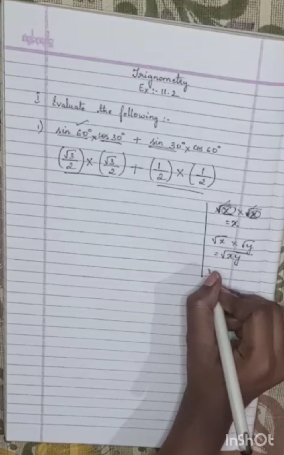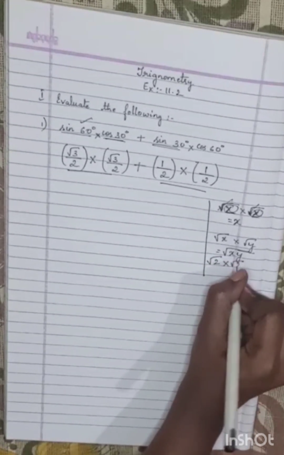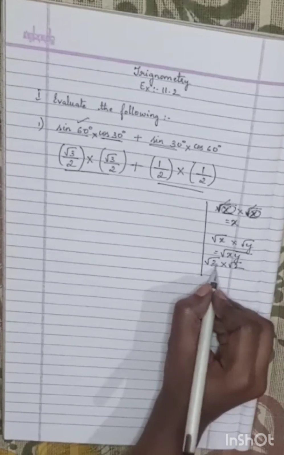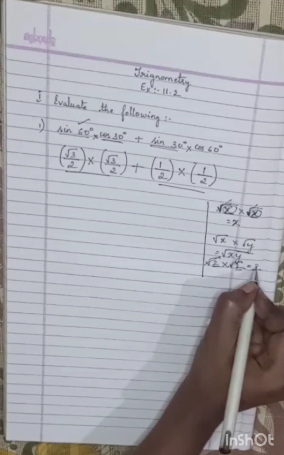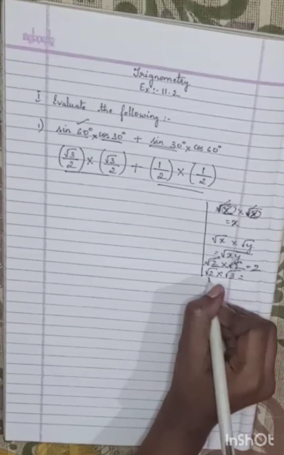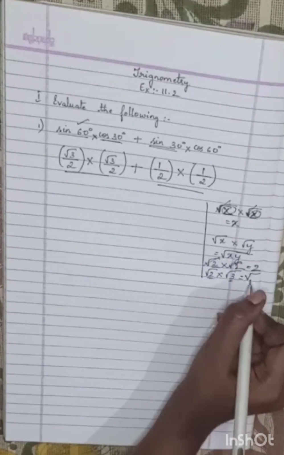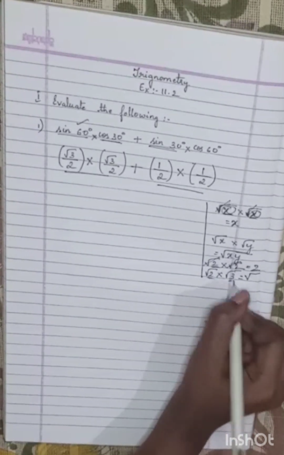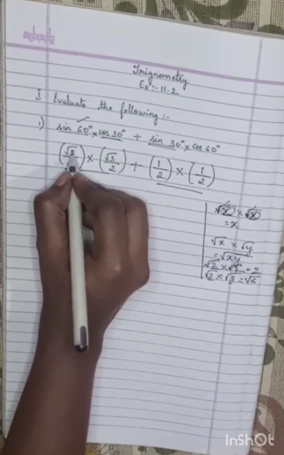I'll give another example with numbers. Say root 2 into root 2. See, the numbers are same, 2 and 2. So root will get cancelled, answer is 2. If the number is root 2 into root 3, since the numbers are different, root will not get cancelled. Instead, root will remain the same. Numbers get multiplied. 3 into 2 is 6. Now, it is root 6.